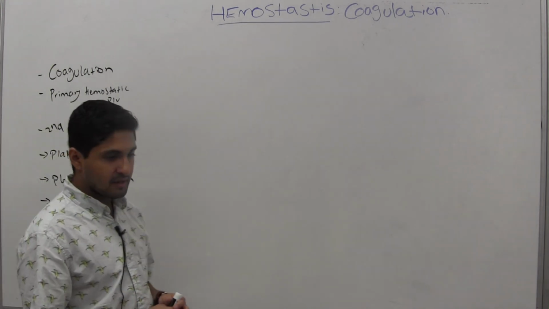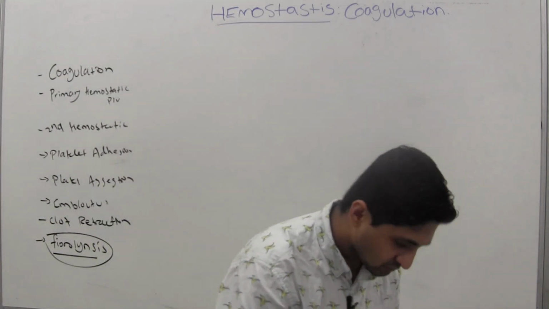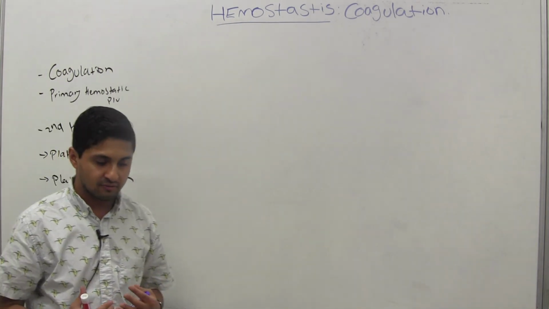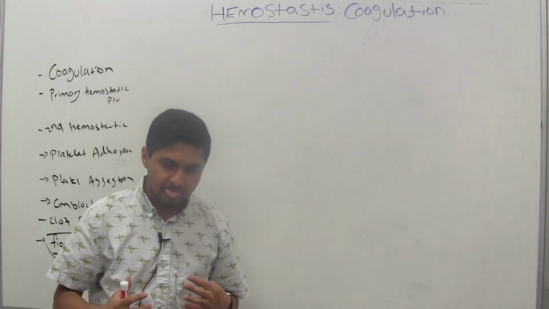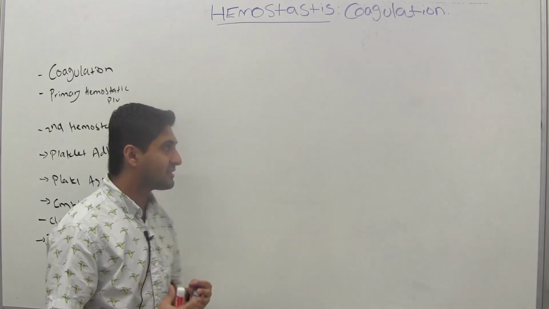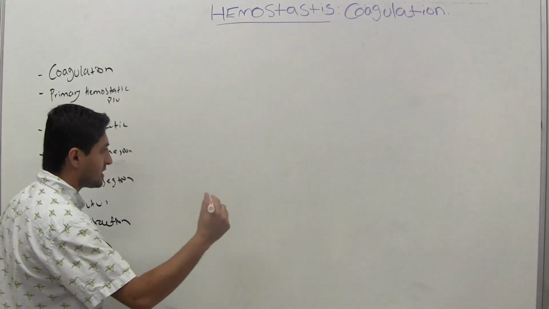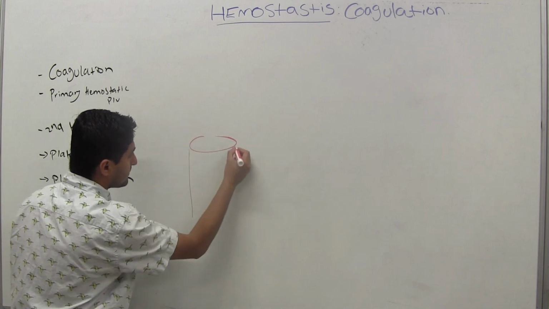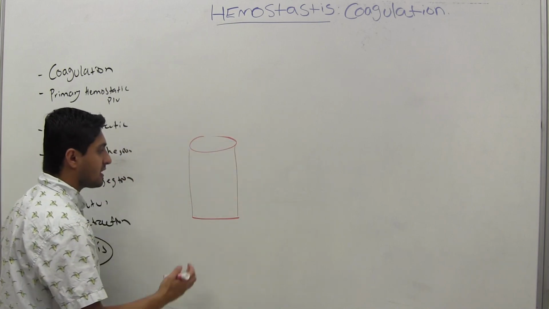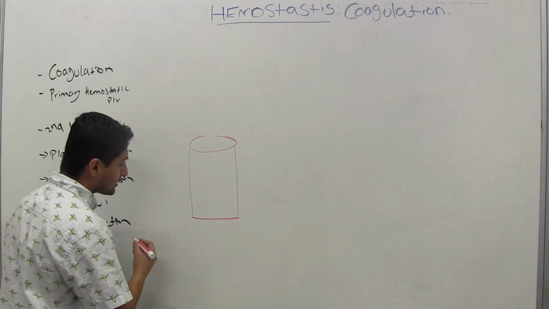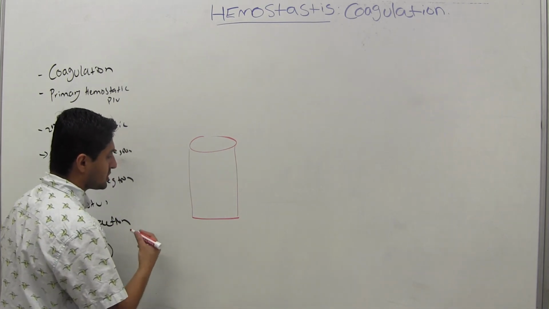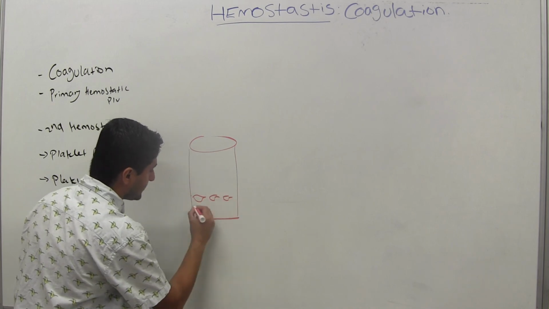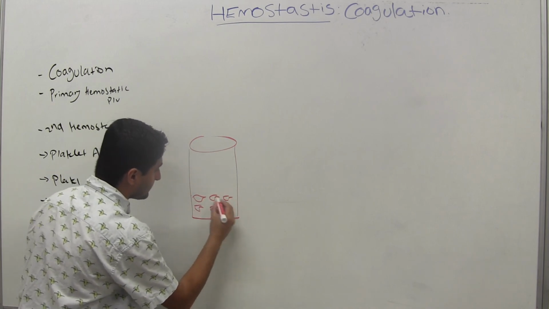How do we define coagulation? Guys, one of the most important things to remember is that coagulation is a property of plasma. The reason is, let's make this simpler: if I put blood in this tube and slowly centrifuge it, obviously you're going to have all the red blood cells coming down here.